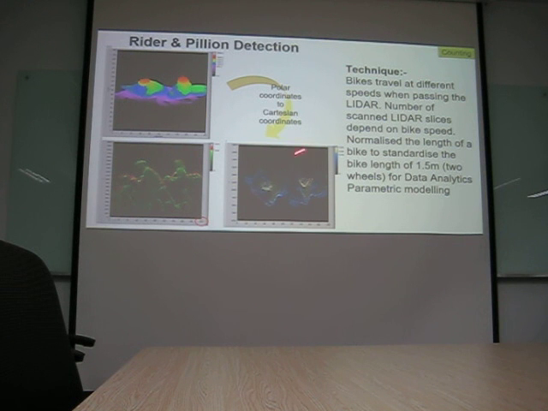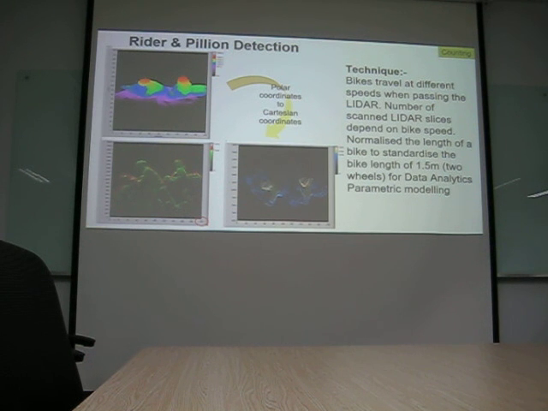Then we had to do coordinate transformation. The trick is that when a motorcycle moves slow, you get many slices; if it moves very fast, you get fewer. So to normalize, we say that the beginning of the bike and the end of the bike we normalize to 1.5 meters. That means whatever you do, if it's too long I compress, and if it's too short I stretch, to make it consistent. Normalization.